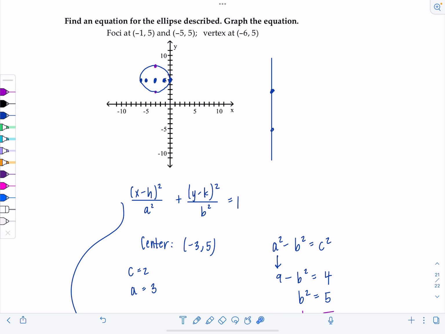And then these are the endpoints of the minor axis. So you go center, this distance here is B, rad 5, up and down. They're not called vertices. Poor things. Only the endpoints of the major axis are called vertices.